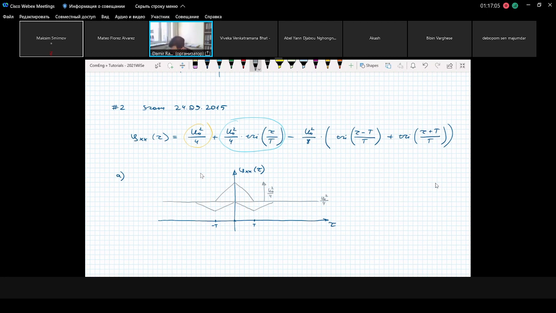And now we need to connect all dots and show how the resulting autocorrelation function will look like. So at minus infinity, we have constant value. At minus 2T, we have the last point when the value is constant. At minus T, the amplitude will be u0 squared over 8. And then at origin, amplitude will be u0 squared over 2.